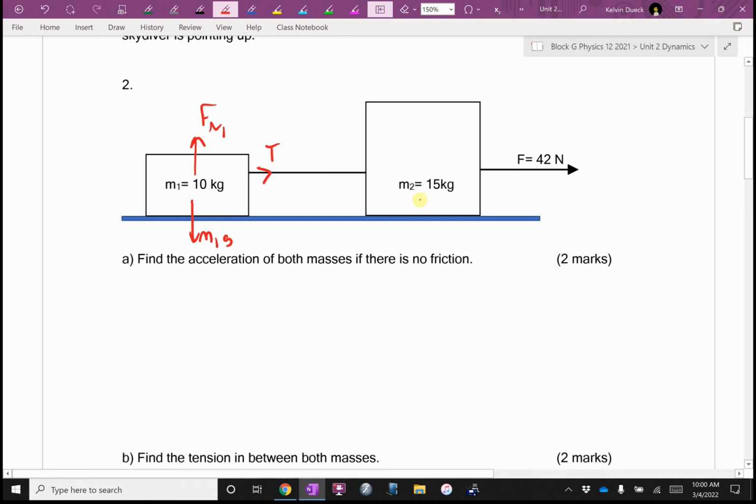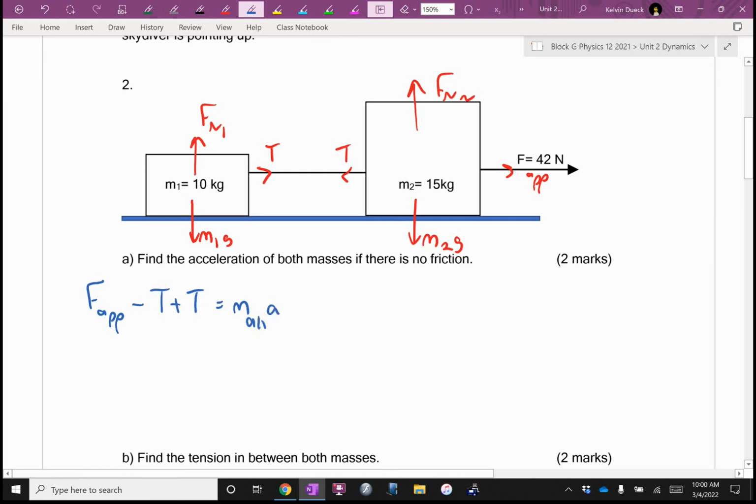What are the forces acting on the 15 kilogram mass? I have M2G. Normal force number 2, which I'm pretty sure is the same size as mass number 2. We have F applied and tension. Who's winning? It looks like it's going to be winner minus loser plus winner. That equals M all A.